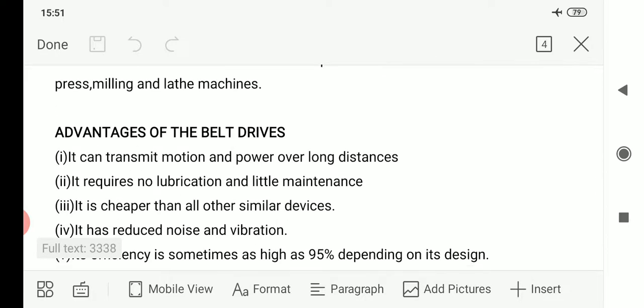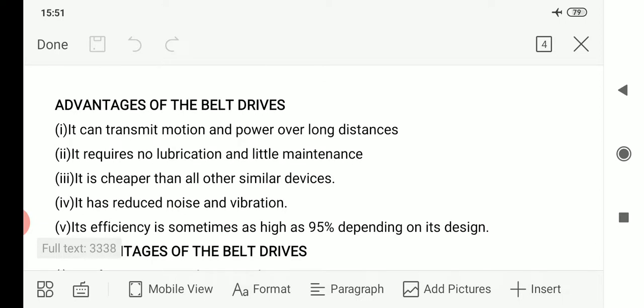Now, let's go to the advantages of the belt drives. The belt drives have a lot of advantages, but few of them are listed in this lesson note. Number one listed here is that the belt drive can be used for transmitting motion and power over long distances, unlike a chain drive. Number two, it requires no lubrication and also requires little maintenance.